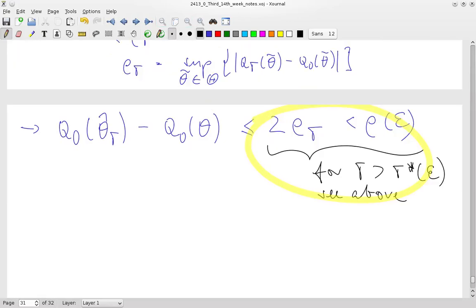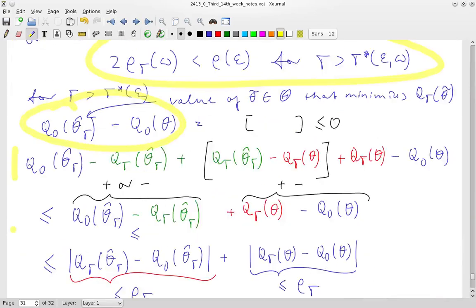Okay. So I'm saying that Q naught at theta hat t minus Q naught evaluated at theta, this value is less than rho of epsilon. Okay? That's the important statement. But know what this statement means. Okay? And compare it to what we find up there.